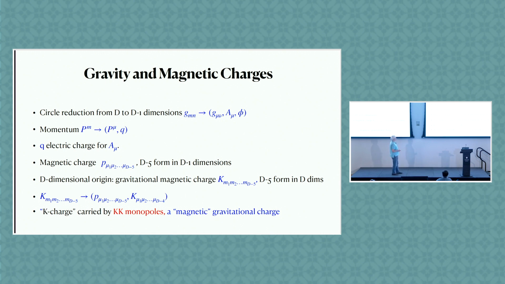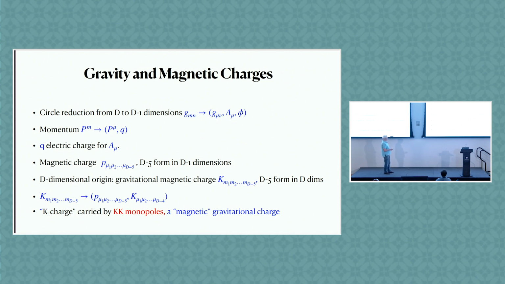So, for example, if we went from 5 to 4 dimensions, then the magnetic charge in 4 dimensions is just a scalar. It's a d-5 form, which would be a naught form, and this would arise from a naught form in 5 dimensions, which dimensional reduction would give rise just to the magnetic charge in 4 dimensions.